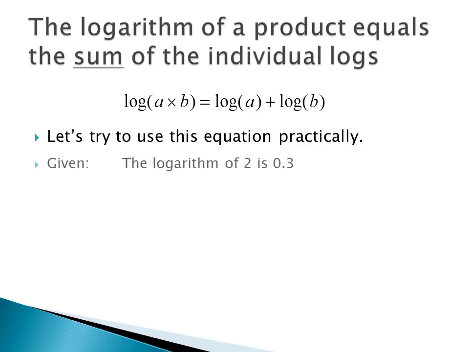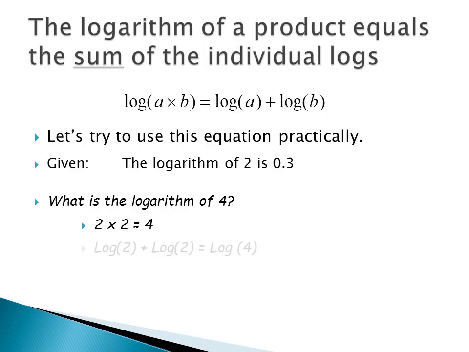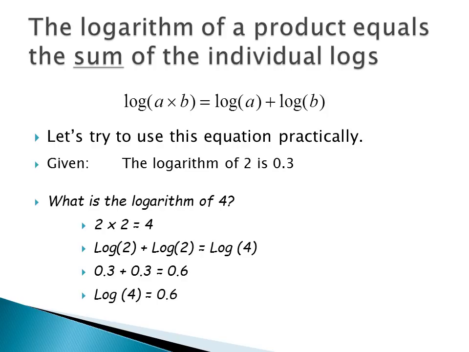So let's start with a given. As we saw on the last slide, the log of 2 is 0.3. What is the log of 4? To answer this question, you want to see that 4 is 2 times 2. Therefore, we can find the logarithm of 4 by adding the log of 2 plus the log of 2. This will mean that it's very easy to compute the log of 4, because it's 0.3 plus 0.3, which gives us the log of 4, which is 0.6.